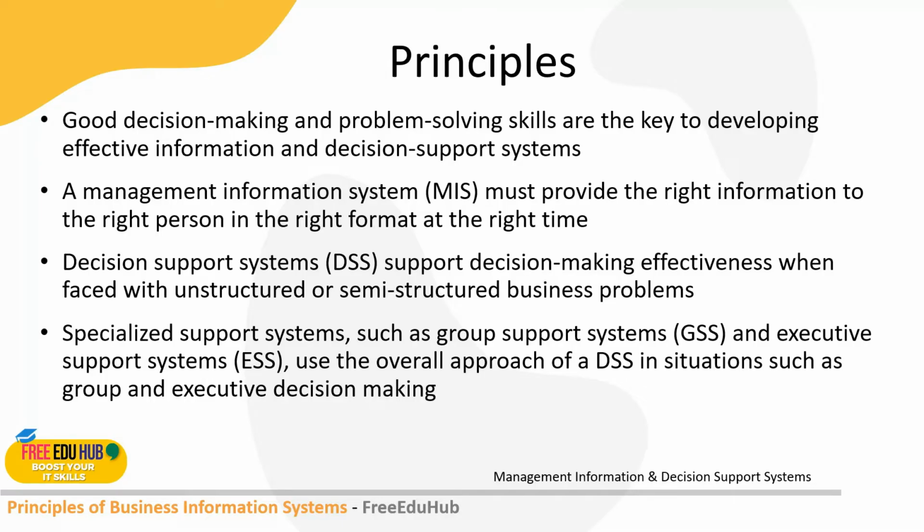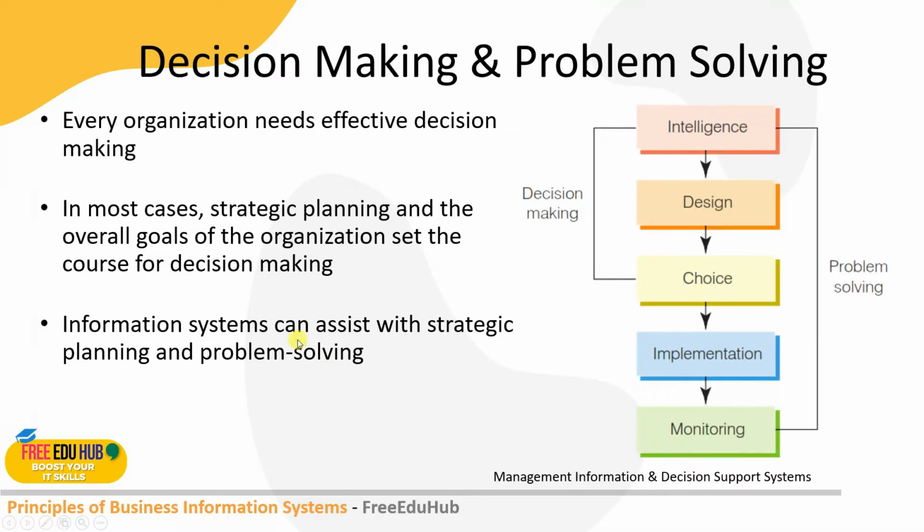There are specialized systems such as the group support systems or executive support systems, and the overall approach for the DSS is situations such as group or executive decision making. So ESS and group support systems overall help in making decisions, and they help the executives or the higher management to take the right decisions.